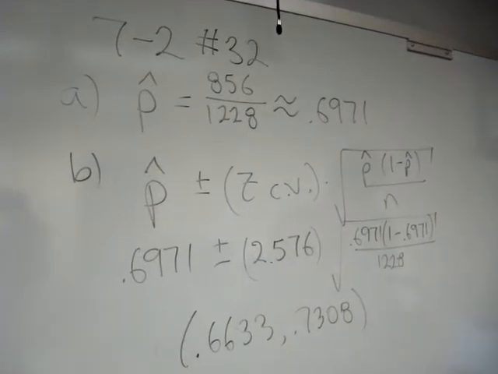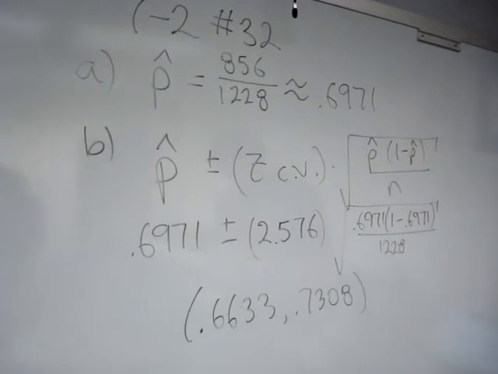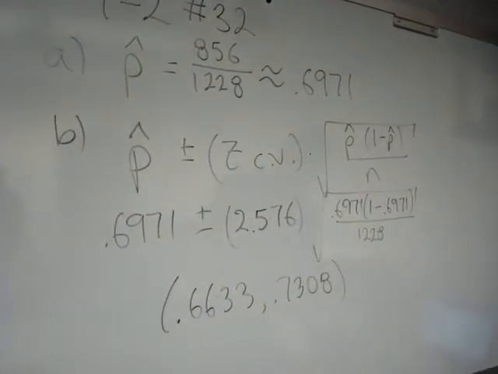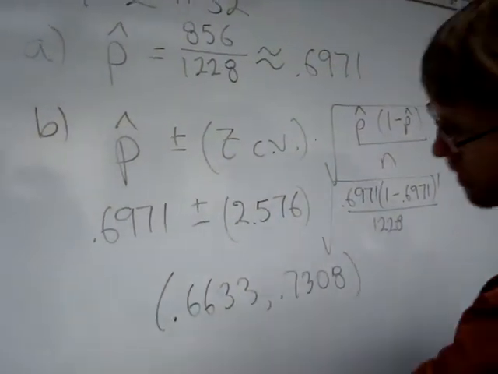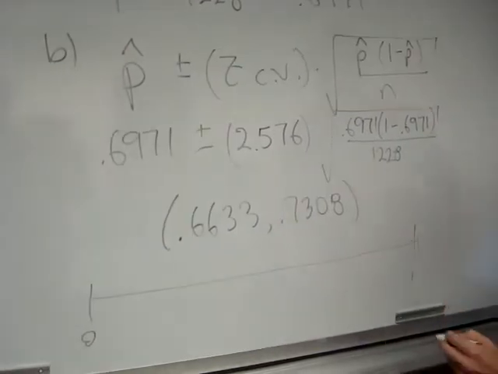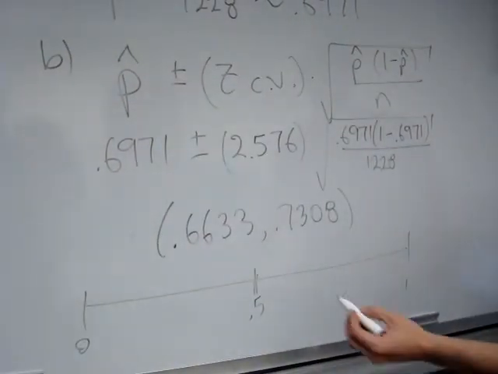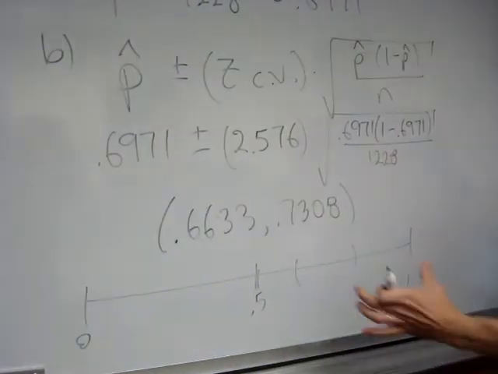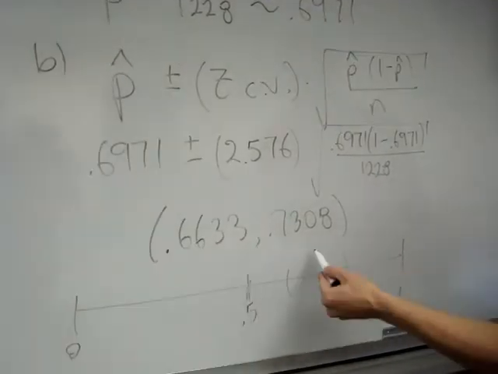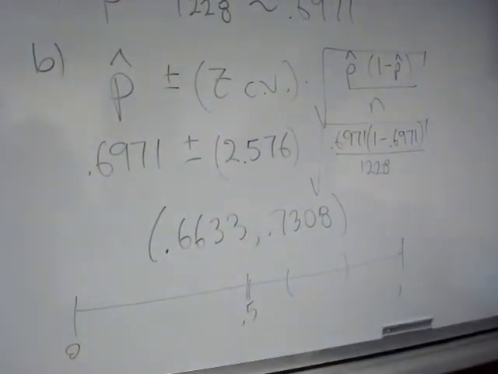If we do part C, the follow-up question, it says, does it appear the majority of such suits are dropped or dismissed? Well, because our confidence interval is entirely above, we look at the number line, it goes between 0 and 1. If this is a half, remember majority means above a half. If our interval is from here to here, our interval is entirely above a half. So yes, because this interval is entirely above a half, we can conclude that the majority have been dropped or dismissed.